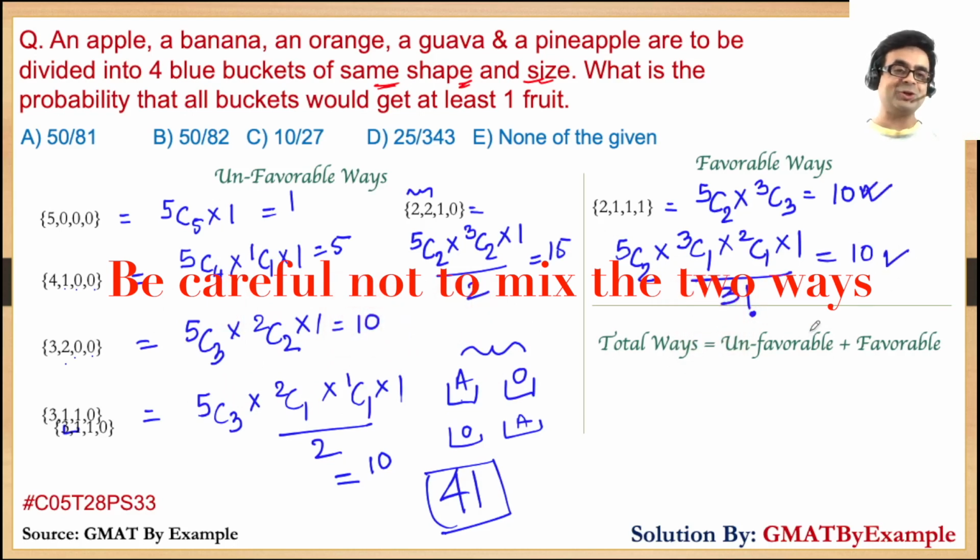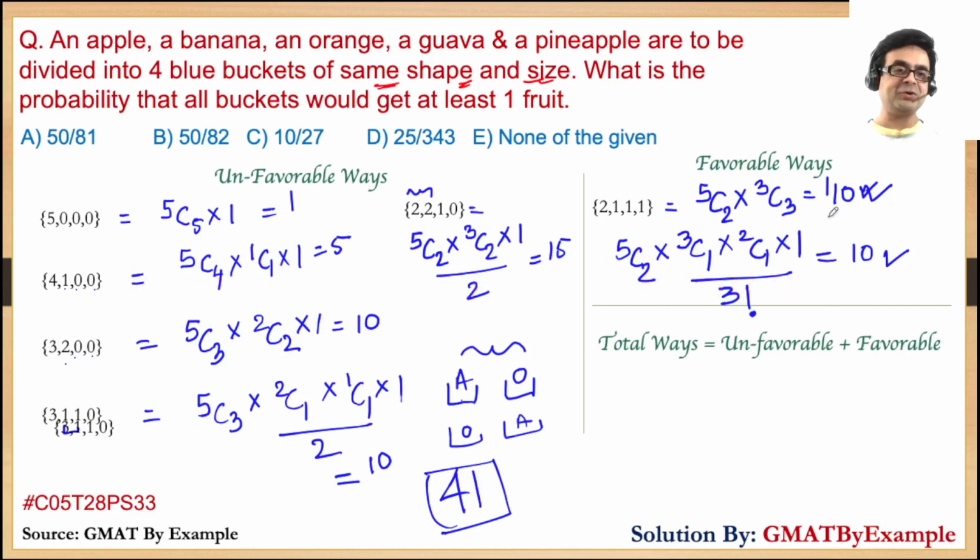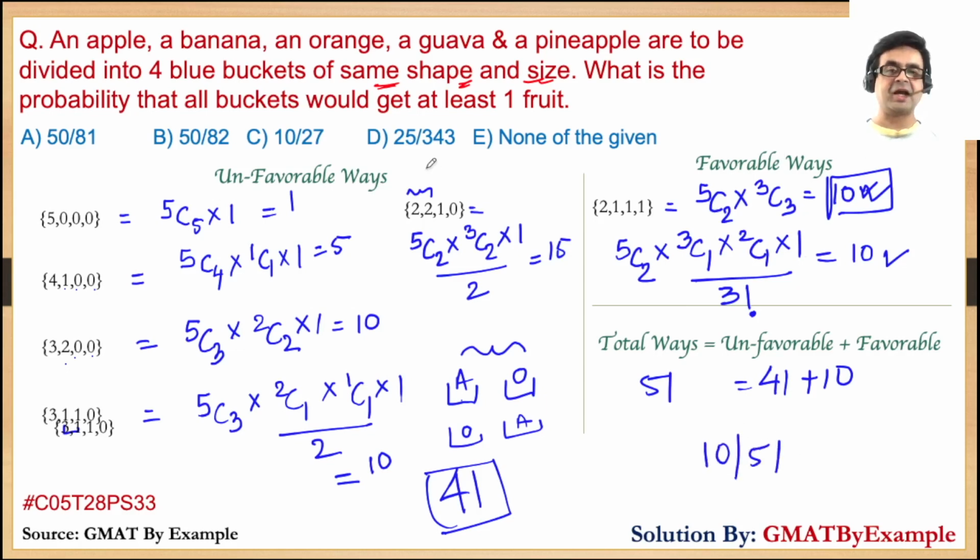Both ways are absolutely fine, and it is good to know that you could actually use both ways to come to the same conclusion. So finally, your favorable ways is 10, your unfavorable ways is 41. So your total ways would be 41 plus 10 equals 51, and your probability of getting at least 1 would be 10 divided by 51. And as you can see, none of the answer choices actually is the answer. So E, none of the givens, is the correct answer.